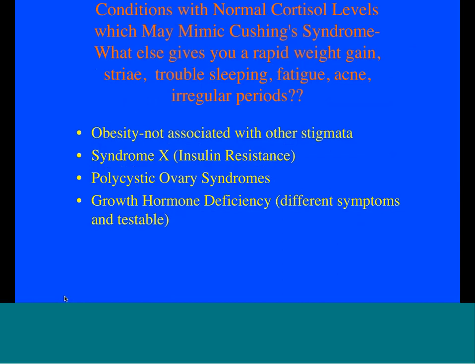There are several conditions with normal cortisol levels which may mimic Cushing's syndrome. However, Cushing's gives you rapid weight gain, stretch marks, trouble sleeping, fatigue, acne, and irregular periods. Obesity is the most common condition, but it's not associated with very many of these. There's what's called syndrome X, or metabolic syndrome, or insulin resistance. That can give you a little bit of these symptoms, but certainly not that many. There's polycystic ovarian syndrome, which can give you weight gain, irregular periods, extra hair growth, but it's quite different from Cushing's disease. And you can also have hormone deficiency, where you have some similar symptoms, but it's quite different. It can be tested.